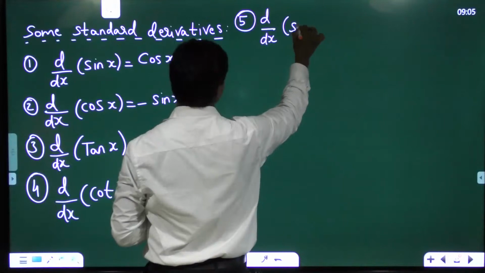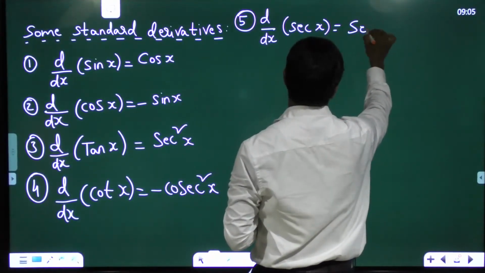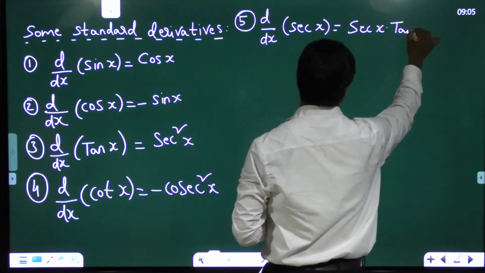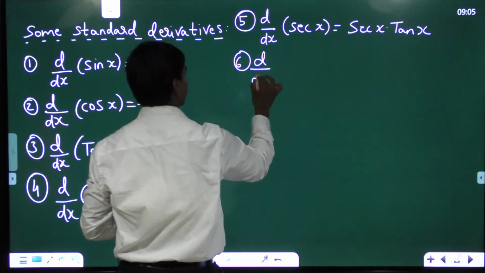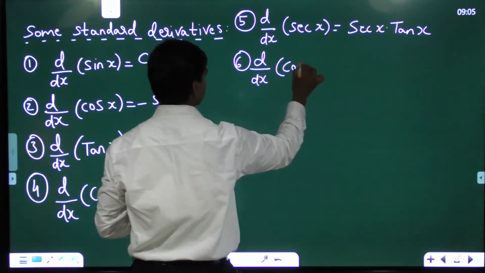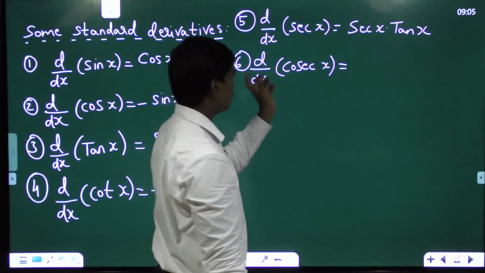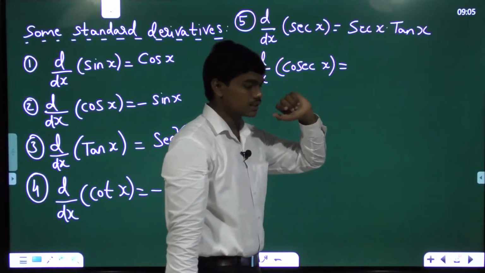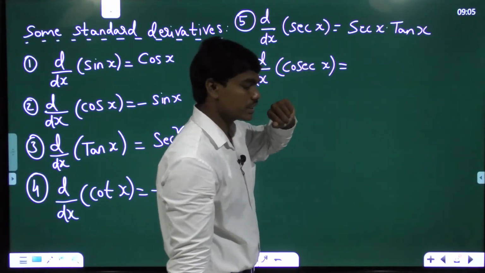D by dx of secant x. What could be the answer for this? Secant x into tan x. And similarly, d by dx of cosecant x is, any guess from your side? What's the formula for differentiation of cosecant x?